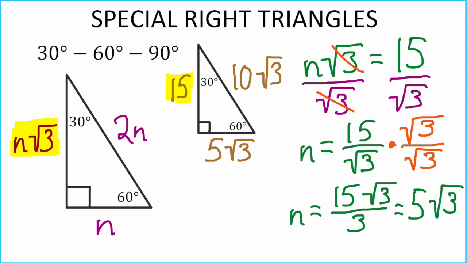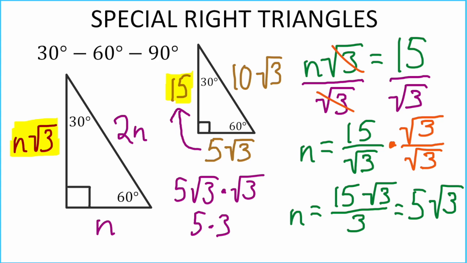Now, before we move on, let's just double check that this worked out. If our short leg is 5 radical 3, that means we should multiply it by radical 3 to get the long leg. So in other words, 5 radical 3 times radical 3 needs to give us 15. Does it? Well, radical 3 times radical 3 is just 3, and 5 times 3 gives us our 15. So it does work. Time for practice problems.